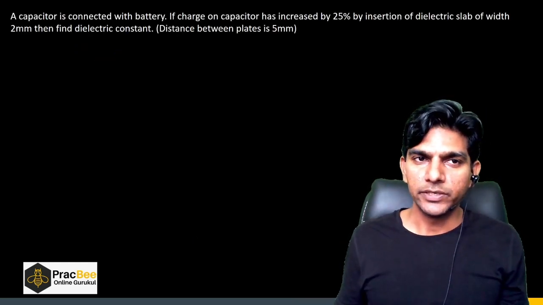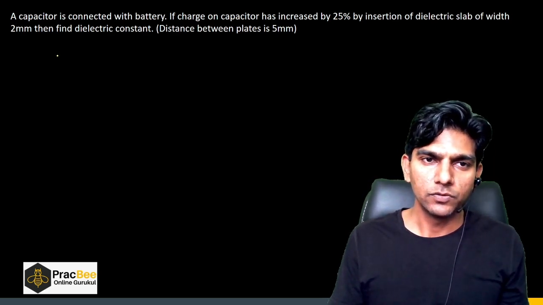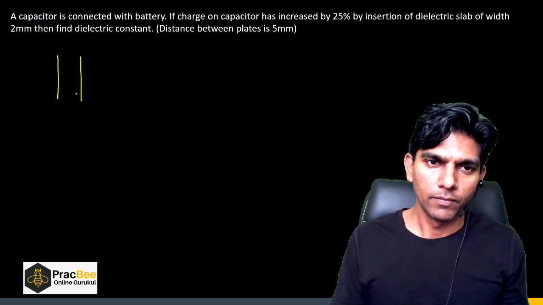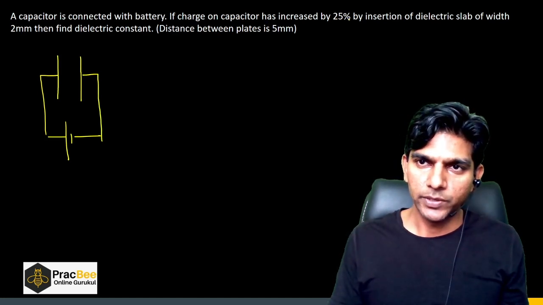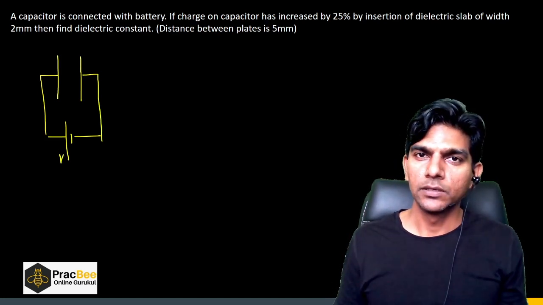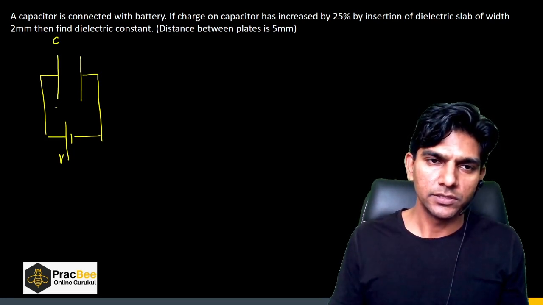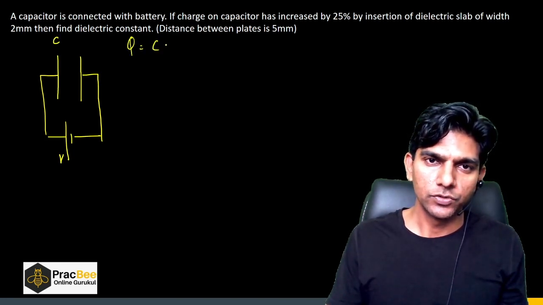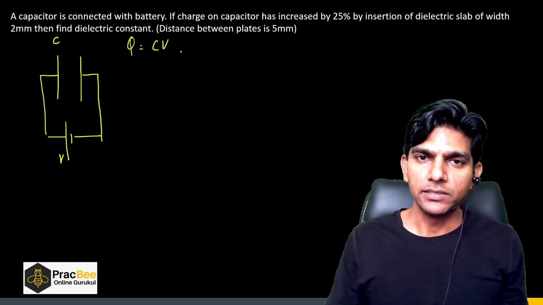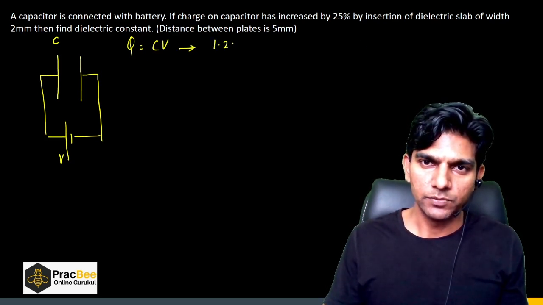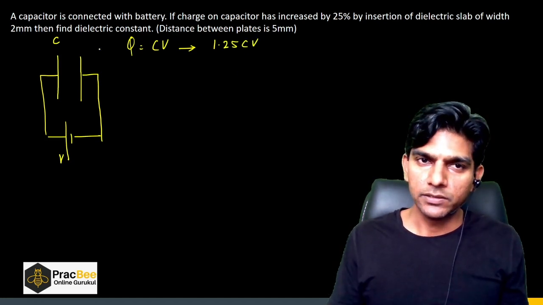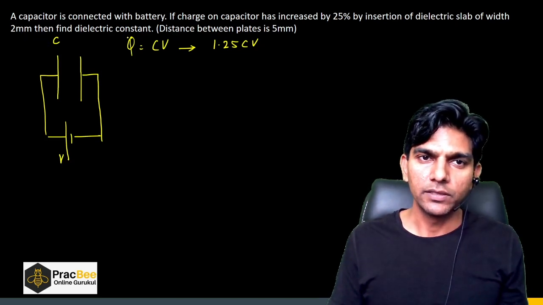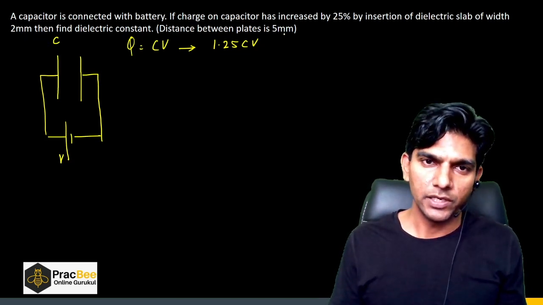Next question is from capacitors. A capacitor is connected with a battery. So we have given a capacitor which is connected with a battery. If the charge on the capacitor has increased by 25%, so let us say the EMF of the battery is V and the capacitance is C. So earlier the charge was CV, right? But it has increased by 25%, so it has become 1.25 CV, by insertion of a dielectric slab of width 2 millimeter. Then find the dielectric constant. The distance between the plates is 5 millimeter.